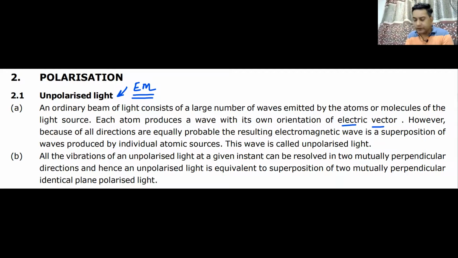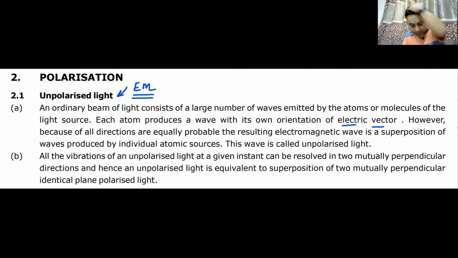So even though light consists of both electric and magnetic fields, you will find that in most of the discussion here in polarization, we would be dealing with the electric field vector rather than the magnetic field. And the simple reason is that the electric field is very strong, very large as compared to the magnetic field. Do we understand this?